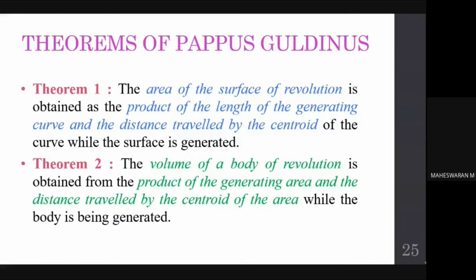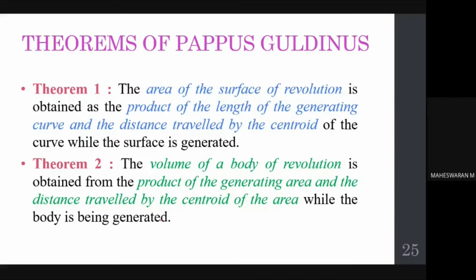Today we will discuss these two theorems, the Pappus-Guldinus theorems. There are theorem 1 and theorem 2. They are purely related to how to identify the surface area or volume of a body, right? Which is under revolution.